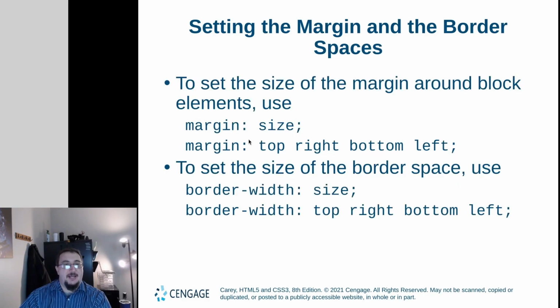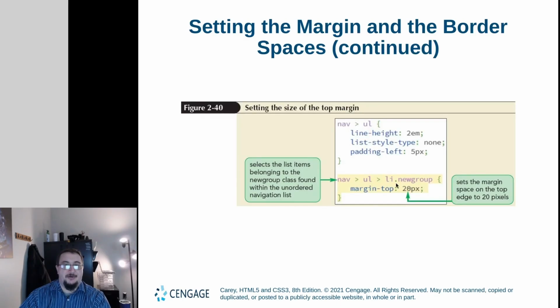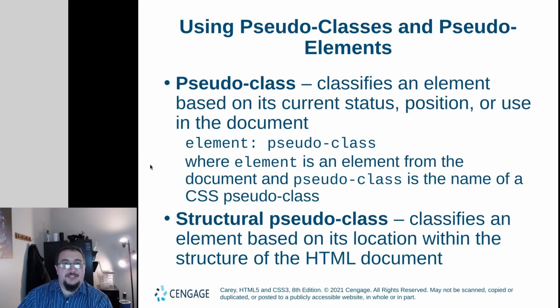So if we do that, that means we're just setting our margin top, and the rest of them will remain 0. So here we see li.newGroup. Remember that, that means we're looking for anything with the class name of new group. So if we had an li that was not classified new group, this top margin would not apply to it. Pseudoclasses are elements classified based on their status, position, or use inside of the document. To do so, you set your element with a pseudoclass, and you set it with the name of those pseudoclasses.